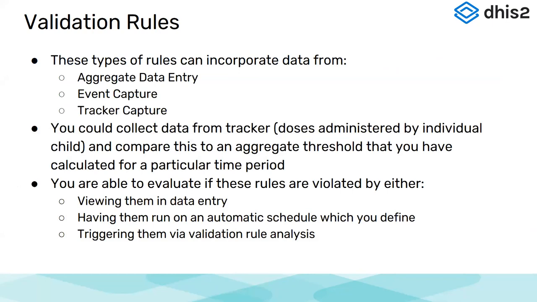The validation rules can incorporate data from aggregate data entry, from event capture, and from tracker capture. I guess all of us are familiar with data entry. These are the reporting forms people are using to report data. Aggregate is for the monthly routine data or some program indicators, or quarterly. The event capture, most of the time, is individual data. The event and the tracker capture are individual data which have been captured.